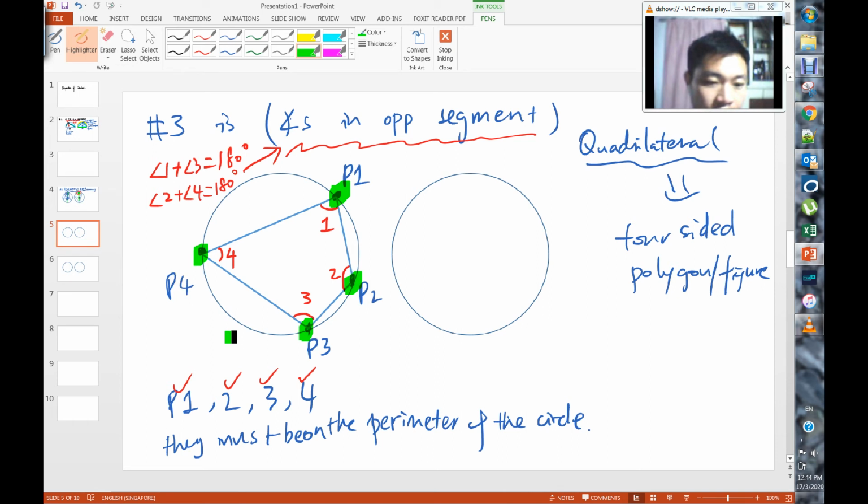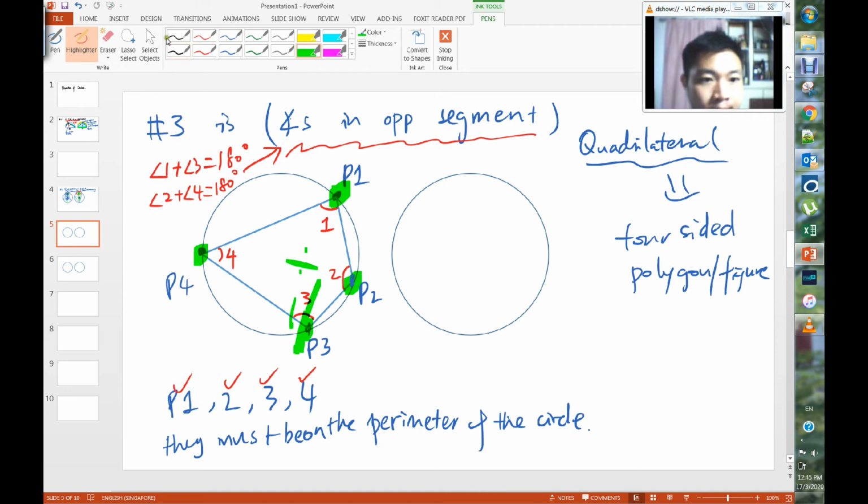Okay, and if they form a quadrilateral inside this circle, then you can make use of this rule number 3, angles in opposite segment. Angle 1 plus angle 3 is equal to 180 in this case, and then angle 2 plus angle 4 is equal to 180 in this case. Can you see that this angle 1 and 3 are opposite to each other? And can you see that this angle 2 and 4 are also opposite to each other? So yeah, that is rule number 3.